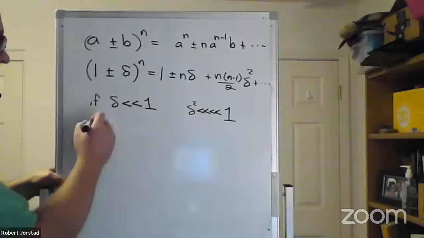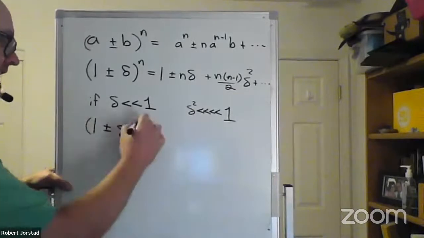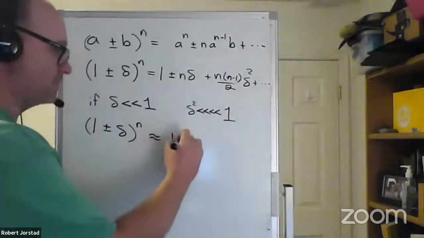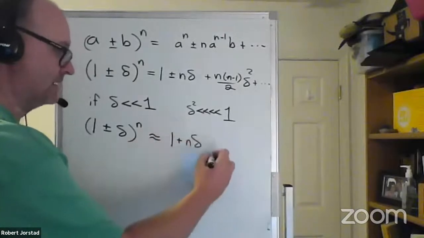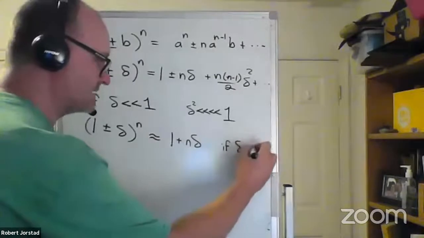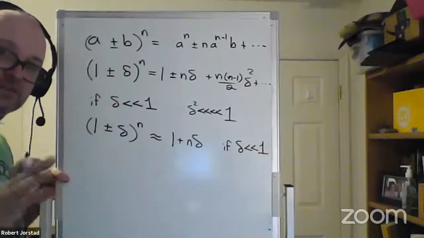So what we say is (1 plus or minus delta) to the n is approximately equal to 1 plus n delta, if delta is much, much less than 1. This is a useful trick.